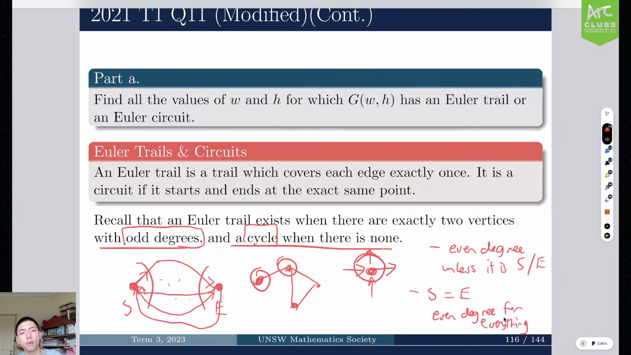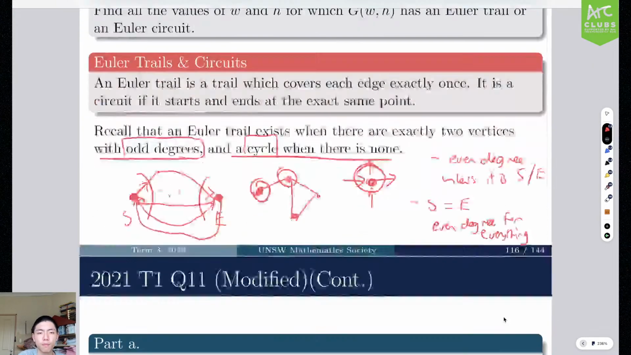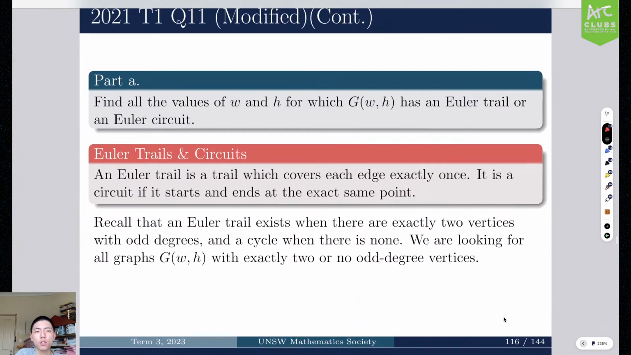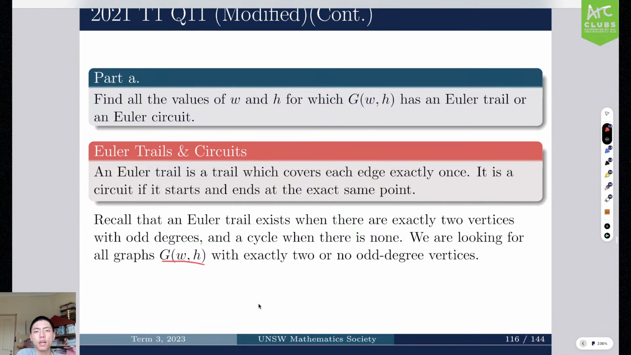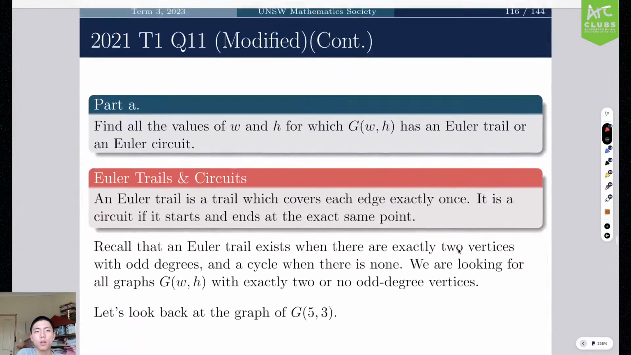So if we see that something has multiple odd degrees, then we know for certain that it is not possible for it to have an Euler circuit. And if there are more than 2 vertices of odd degrees, then we know that it cannot have an Euler trail, because there can only be one start and one end, right? Okay, so we are now looking for all graphs of GWH, which was just the mesh that we thought of. So you can think of it as just a W by H mesh. We are looking for those that have exactly 2 or no odd degree vertices.